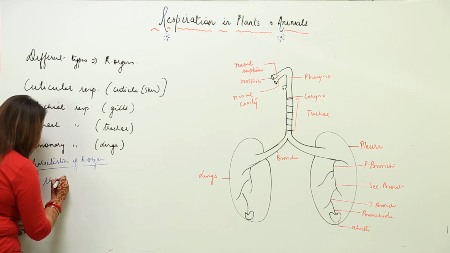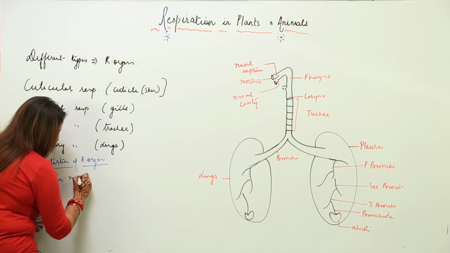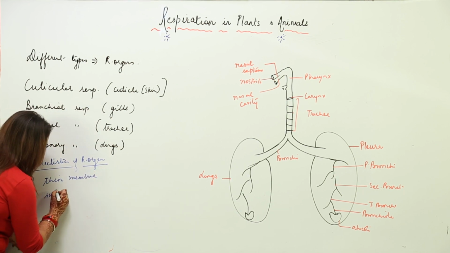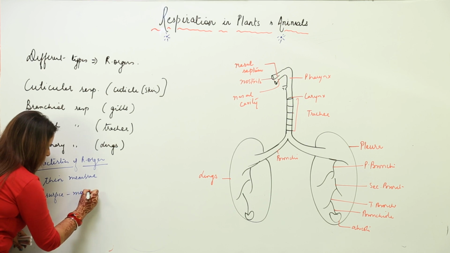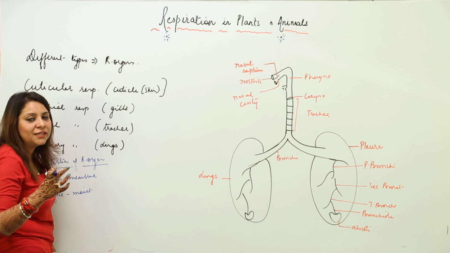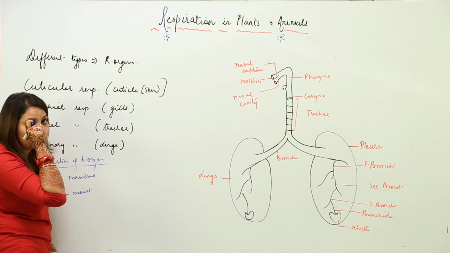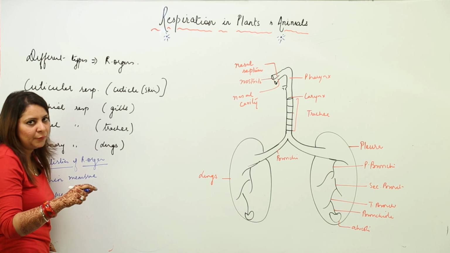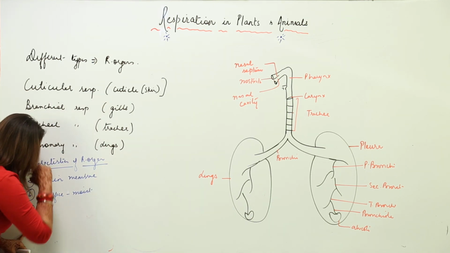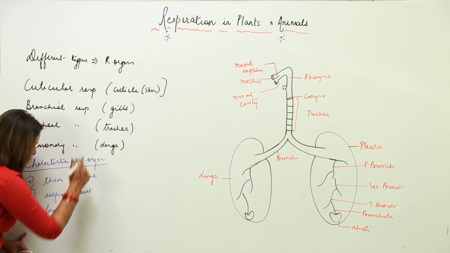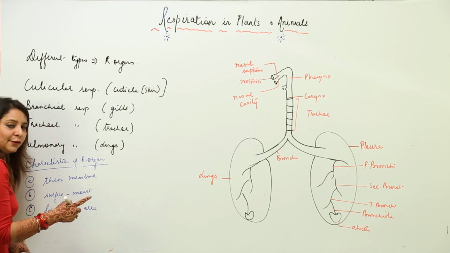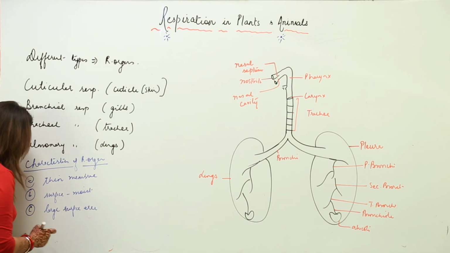One is that it should have a thin membrane. Second is that its surface should be moist, because whenever the surface is moist, gas exchange can be faster, because diffusion of gases is faster in a moist medium, right? So the surface should be moist. Third, the surface of the respiratory organ should be large, should have a large surface area, because the more the surface area, obviously more diffusion is going to be there.